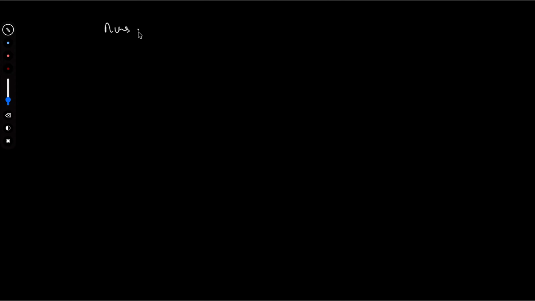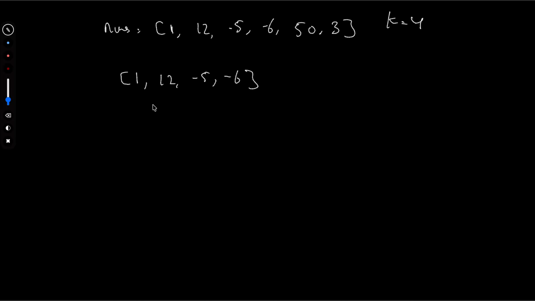If we have nums like 1, 12, -5, -6, 50 and 3, and k is equal to 4, first we calculate the sum of the first k elements. So the first window is 1, 12, -5 and -6. The current sum is equal to 2 and max sum is equal to 2. Next we move the window.